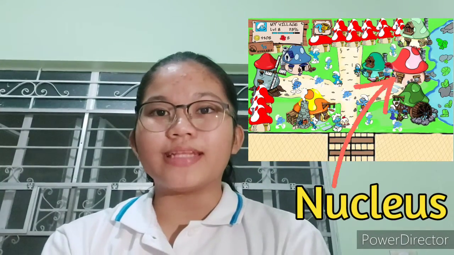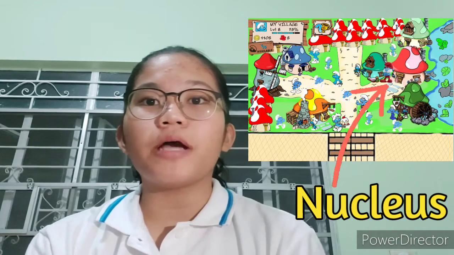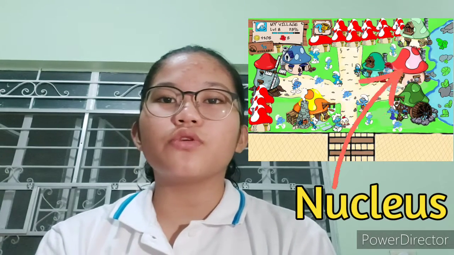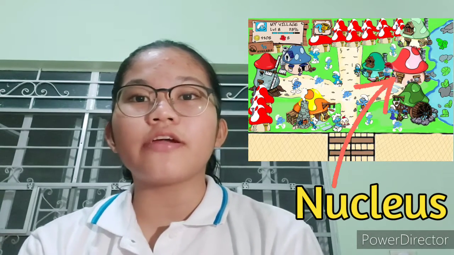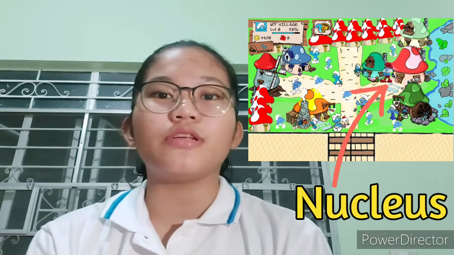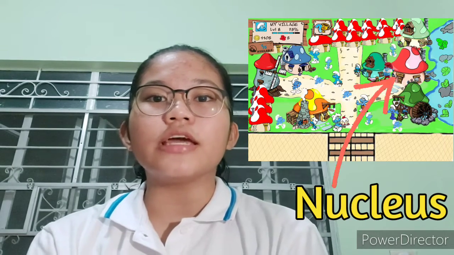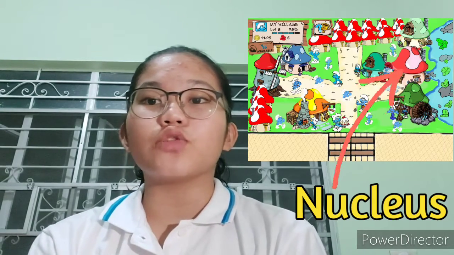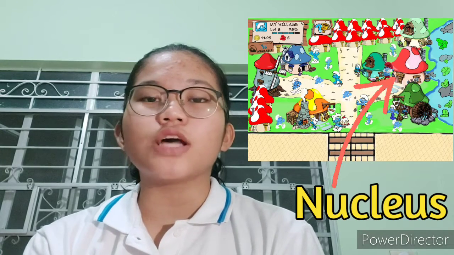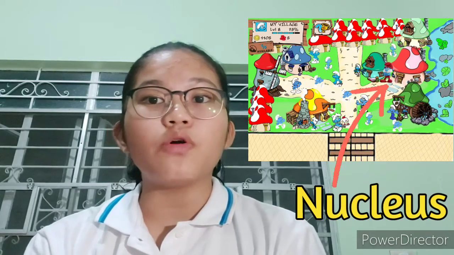Then the fifth one is the nucleus. I compared the nucleus to the red roof mushroom house, or the main house in the village, because the nucleus stores the cell's hereditary DNA and it controls the cellular activities like metabolism and reproduction. Kino-compare ko siya doon sa main house sa village dahil itong bahay na to ay same ng nucleus. Dahil nagsiserve or nagko-control din ito sa kung ano ang activities na dapat gawin ng isang Smurf sa isang buong araw.